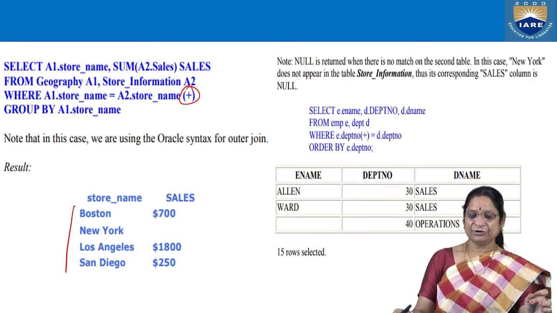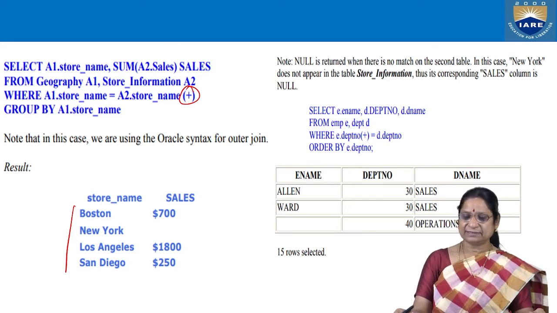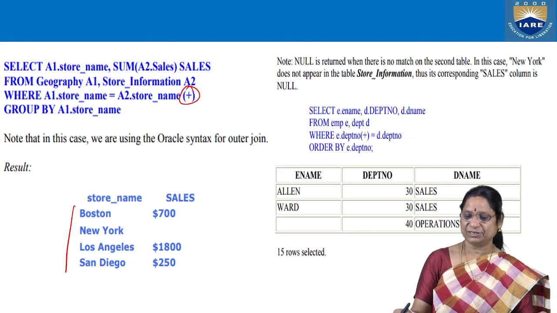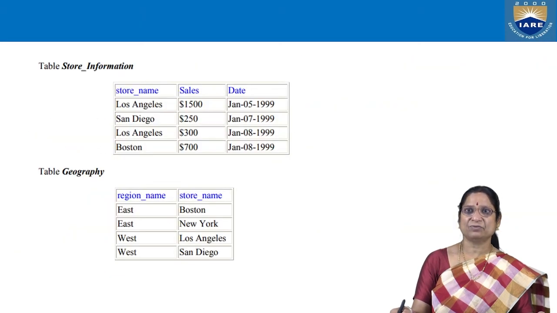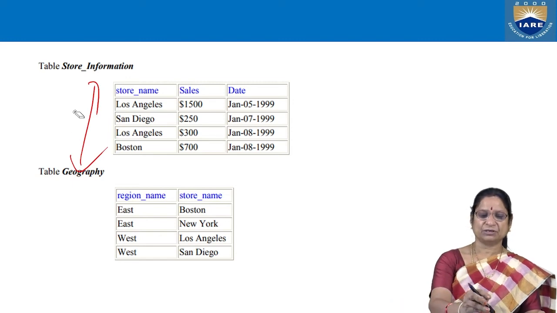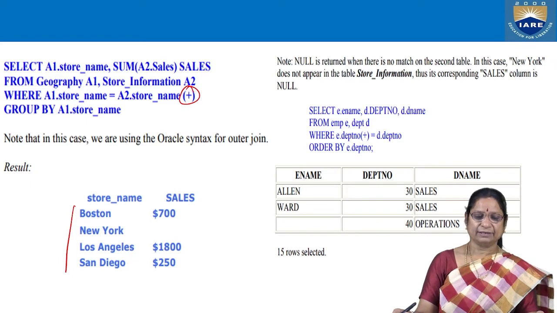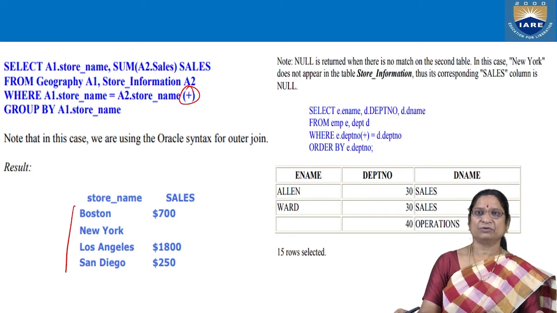Similarly, null is going to be returned when there is no match on the second table. In case New York doesn't appear in the table store information, its corresponding sales column is null. No sales, no, for New York in the sales information. So that's why for New York it will be null when we are mapping them. We are mapping these two, geography and store information, when we are joining them based upon the store name, and A1 is the geography, A2 is the store information.